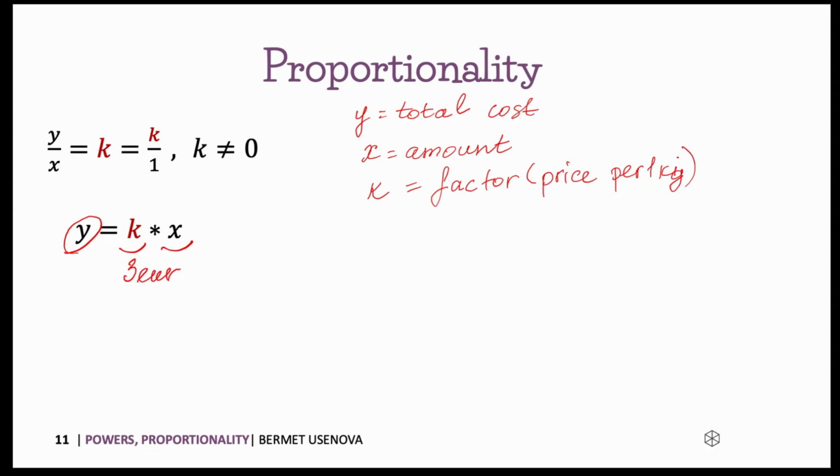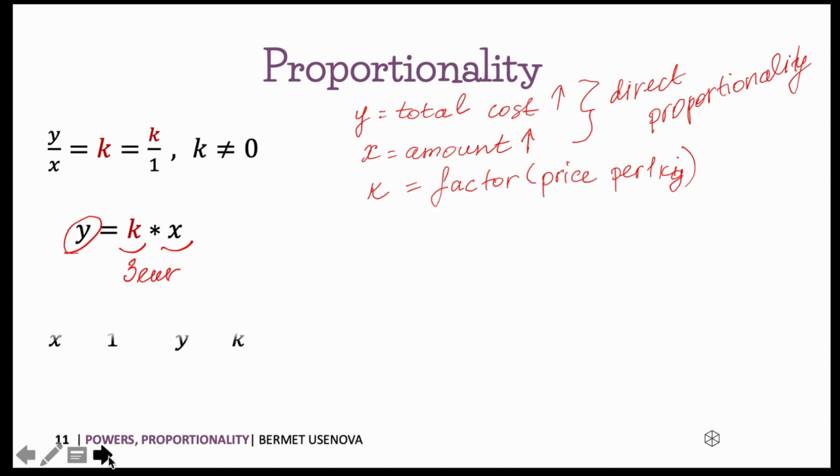As you can see here, as amount of kilos is increasing, total cost will also increase. And this kind of relation is constant, and it is called direct proportionality. If y is proportional to x, then x is also proportional to y. To make things more clear, let's solve an example.